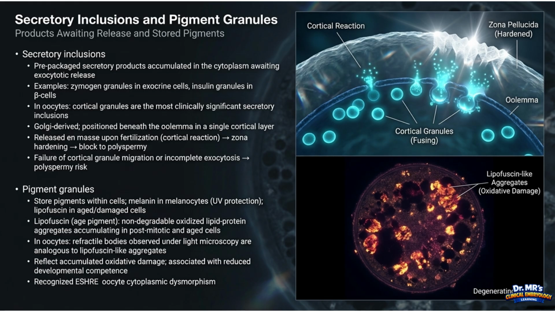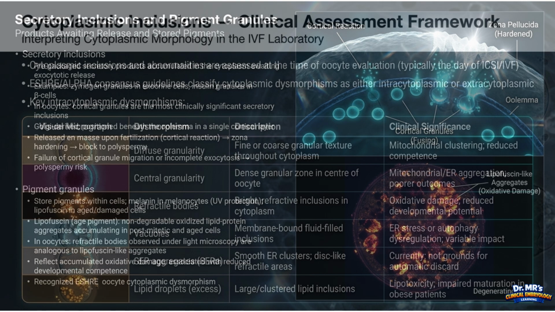Refractile bodies are a recognized cytoplasmic dysmorphism under the European Society of Human Reproduction and Embryology framework. Seeing them in an oocyte should prompt careful consideration, though as we will discuss, they are not grounds for automatic discard. Let's now turn to the full clinical assessment framework for cytoplasmic inclusions and dysmorphisms.